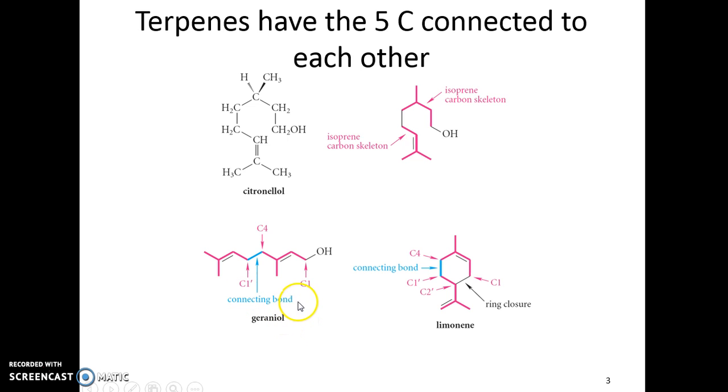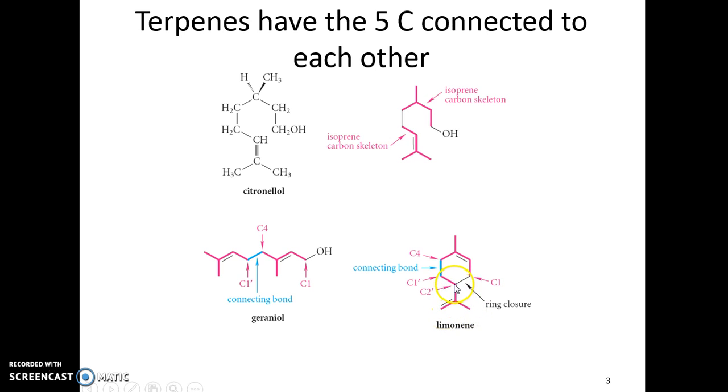This is geraniol. It's very similar to citronellol. And you can see it doesn't matter what functional groups are anywhere on here. If it has that basic carbon backbone, it's defined as a terpene. Here's limonene. That's what's in lemons and limes. That gives them that citrusy smell.